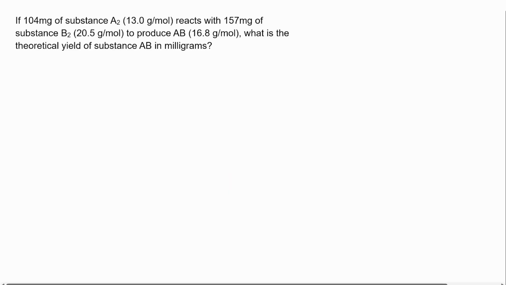Let's move on to a second problem. Here, if 104 milligrams of substance A2 reacts with 157 milligrams of substance B2 to produce AB, what is the theoretical yield of substance AB in milligrams? Theoretical yield is another way of saying the grams that can be actually produced of substance AB, just like in the previous problem. Here, we're not given a recipe, but we're told about what this chemical reaction should look like.